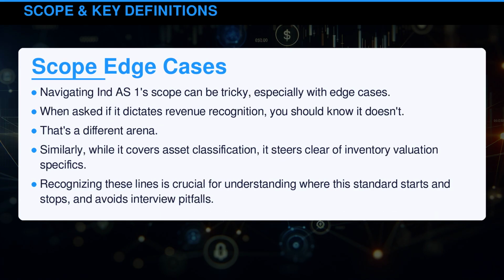Navigating Indian Accounting Standard 1's scope can be tricky, especially with edge cases. When asked if it dictates revenue recognition, you should know it doesn't. That's a different arena. Similarly, while it covers asset classification, it steers clear of inventory valuation specifics. Recognizing these lines is crucial for understanding where this standard starts and stops.